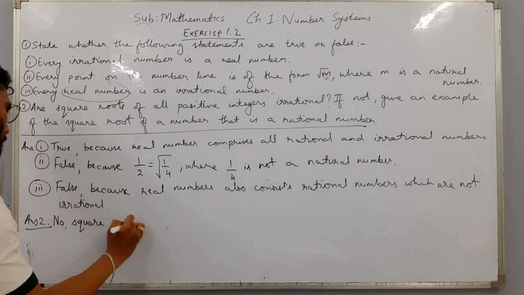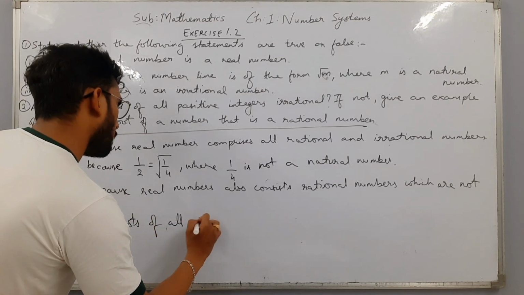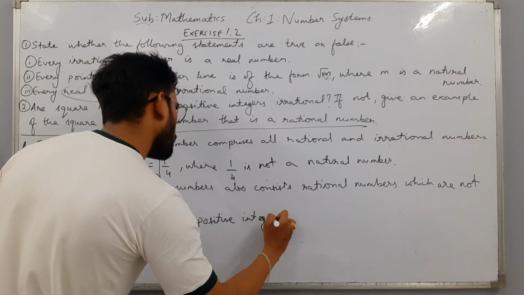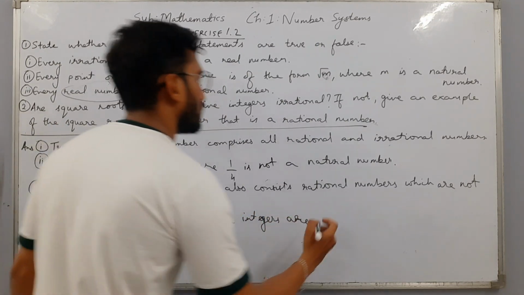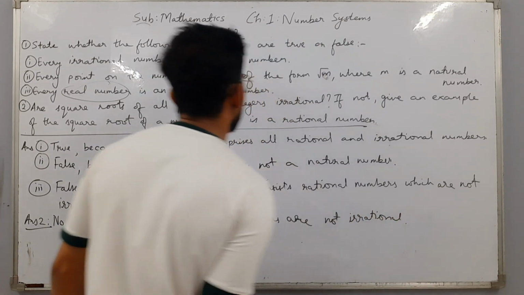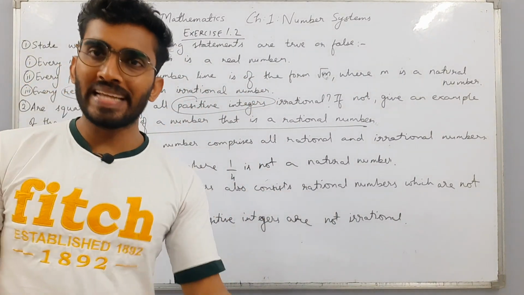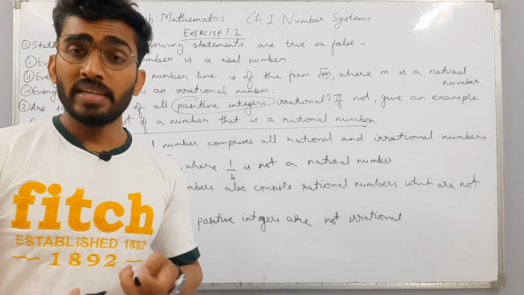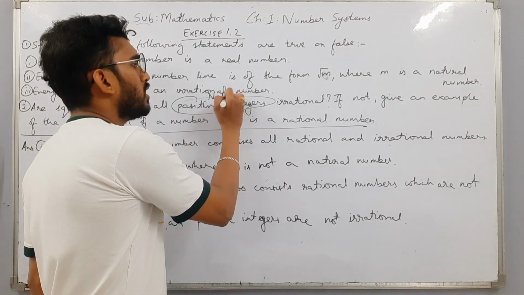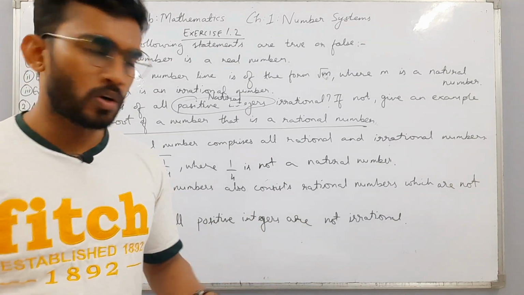Square root of all positive integers are not irrational. Let's understand why. Positive integers means what? Integers include positive numbers, negative numbers, and 0 as well. But if I say positive integers only, it means nothing but the set of natural numbers only. Positive integers means natural numbers, 1, 2, 3 and so on.